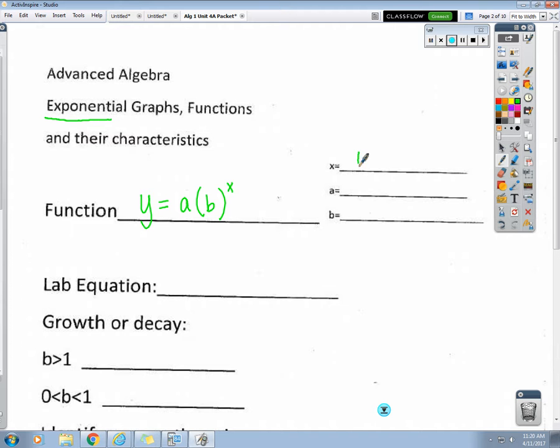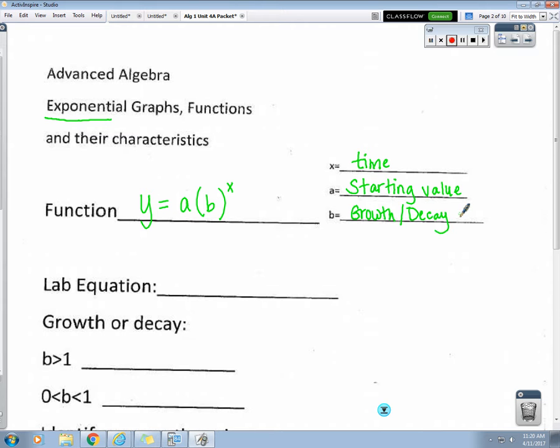Now, the x represents time. The a is known as the starting value, or some people call it the initial value. And then the b is known as a factor. Now, you can have two different types of factors, a growth factor or decay factor. Okay, but the b is always your factor, and it's either a growth factor or a decay factor.